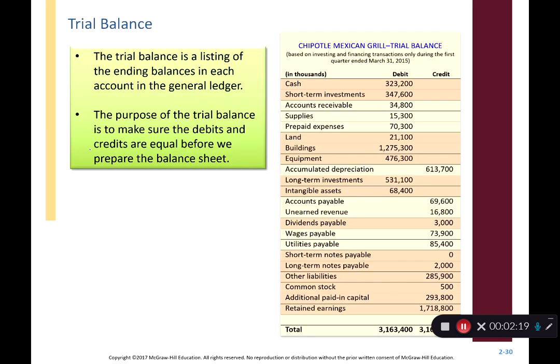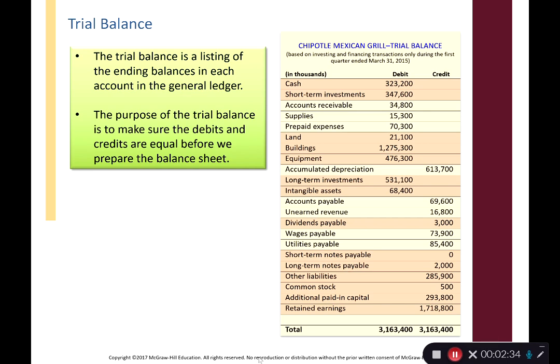Once we complete all of our T accounts, we can create what's called a trial balance, and the purpose of a trial balance, like any trial run, is a practice run to determine that debits equal credits. So all a trial balance does is determine that our debits equal our credits, which you can see at the bottom here is true. Debits do equal credits.